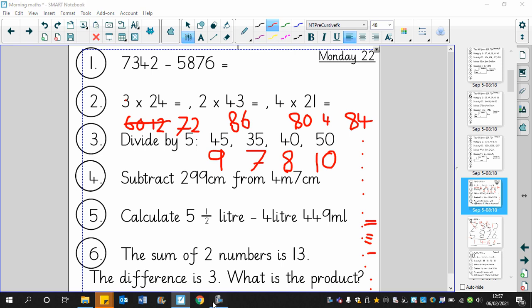Okay, let's see how we're doing for time. Oh, that's not bad. Question number 4. Subtract 299 centimeters from 4 meters and 7 centimeters.